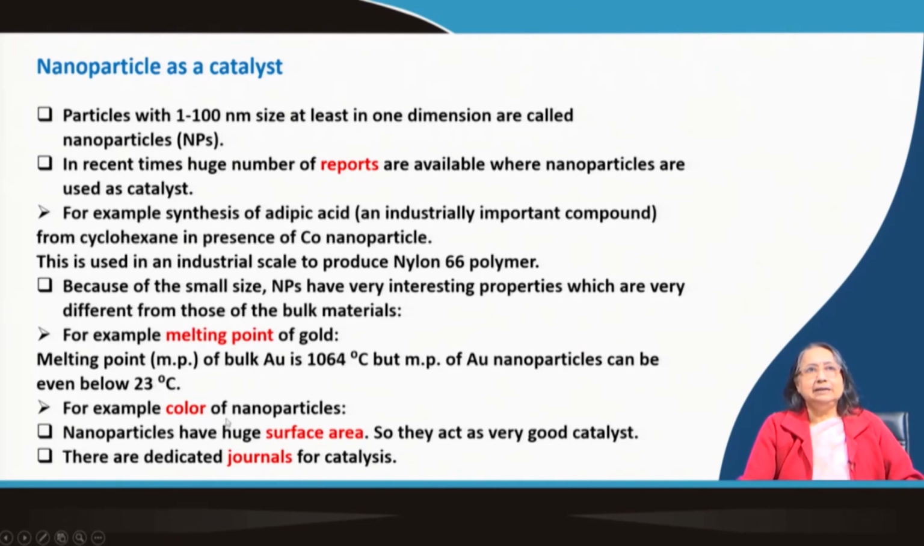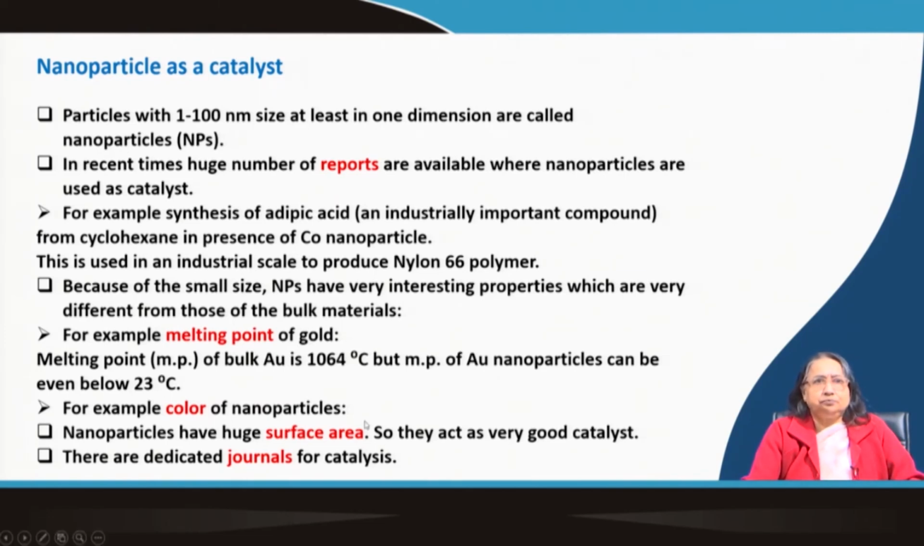Another is the color. Gold may have different colors when it is in nanoparticle form. For example, it can have purple color, blue color, and other different colors. The same is true for silver. Silver nanoparticles may have different colors. So, they have different colors from the bulk metal.